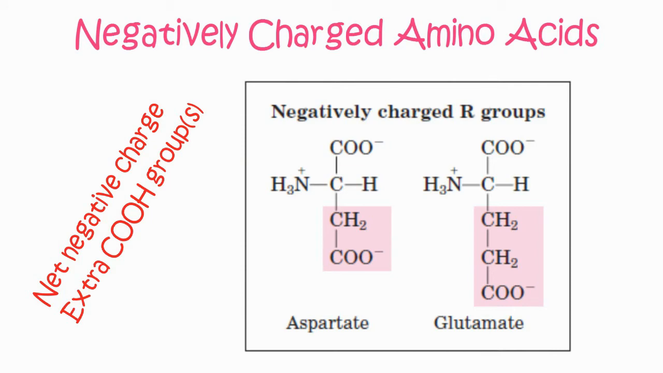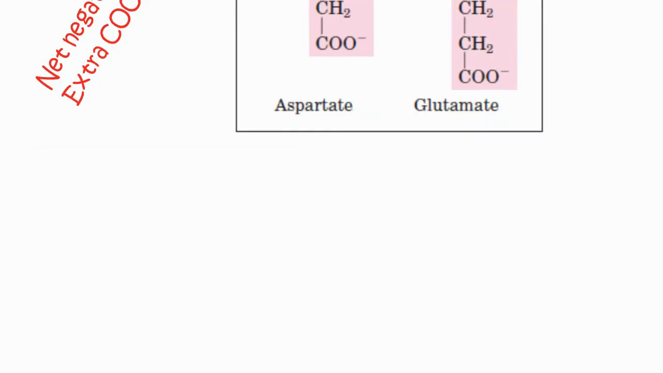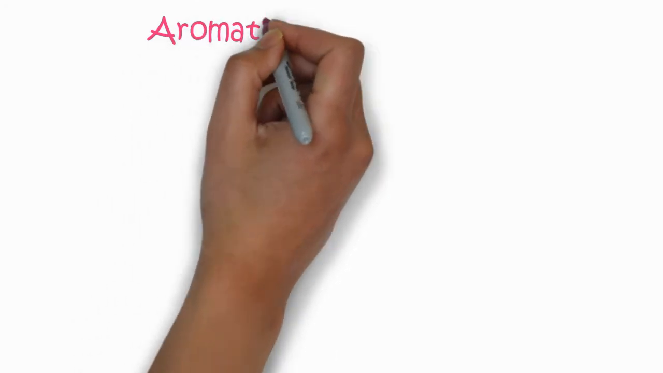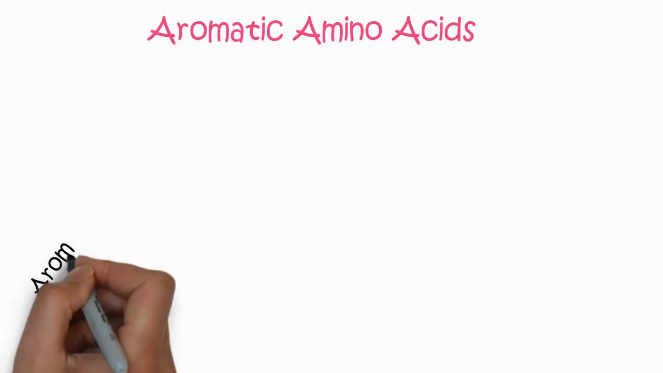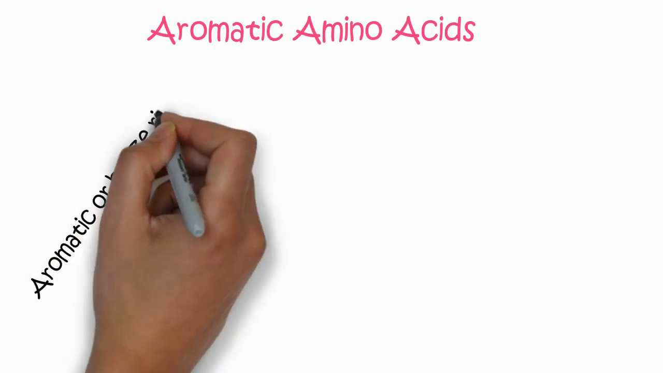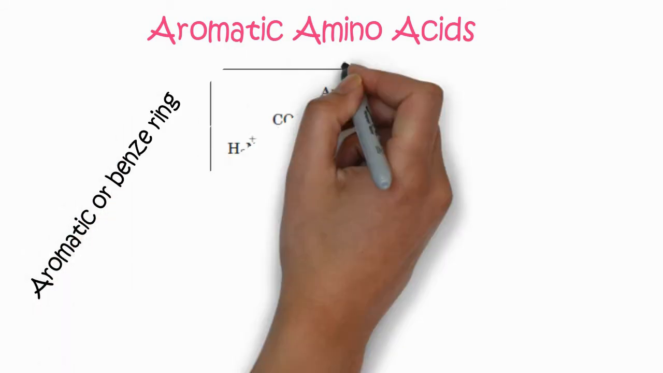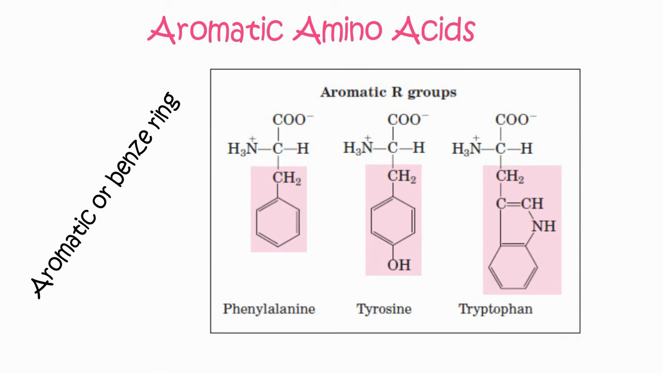We have two important examples. The first one is aspartate, the second one is glutamate. Third class of amino acid is aromatic amino acid. Aromatic amino acid contain aromatic ring or benzene ring. These three are the example of the aromatic amino acid: phenylalanine, tyrosine, and tryptophan.